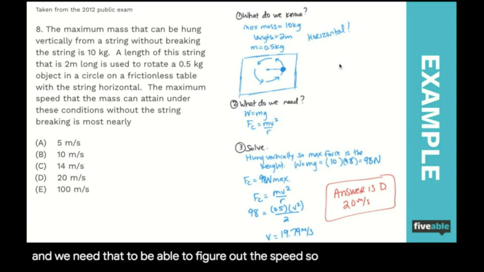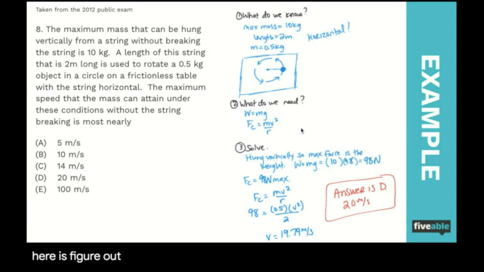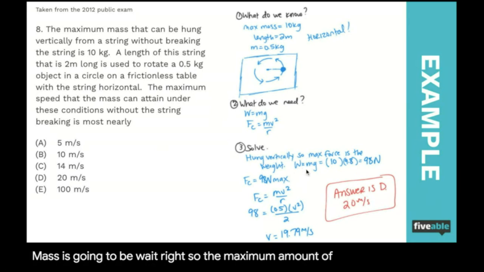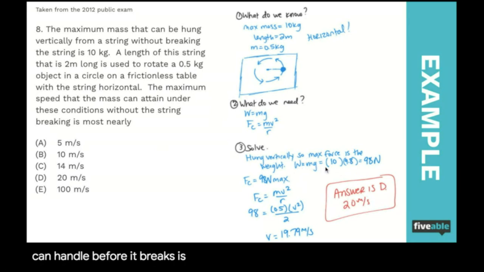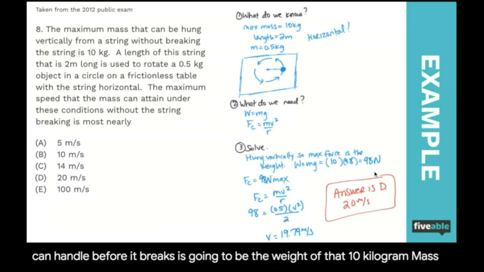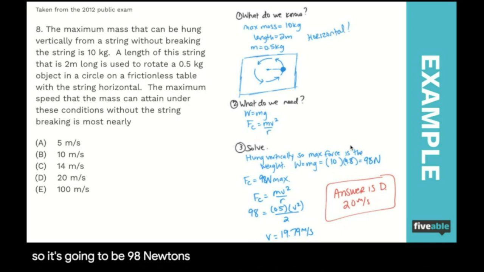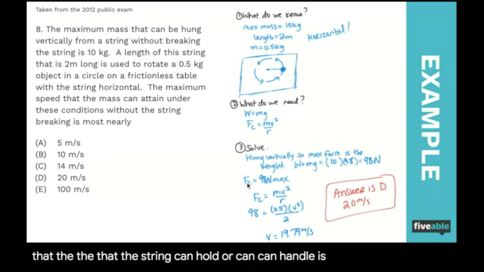So the first thing we'll do here is figure out, if it's hung vertically, then the force acting on the mass is going to be weight, right? So the maximum amount of force that the string can handle before it breaks is going to be the weight of that 10 kilogram mass. So it's going to be 98 newtons. So we know from that part that to figure out the maximum speed without the string breaking, the max centripetal force that the string can handle is 98 newtons.